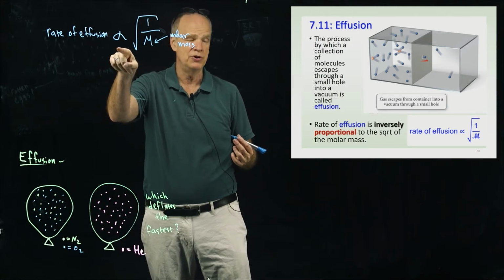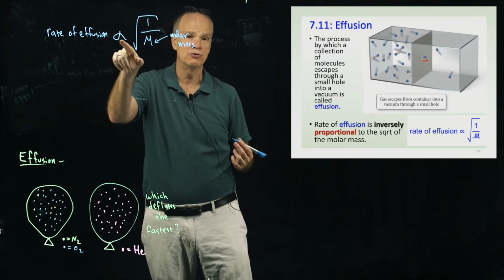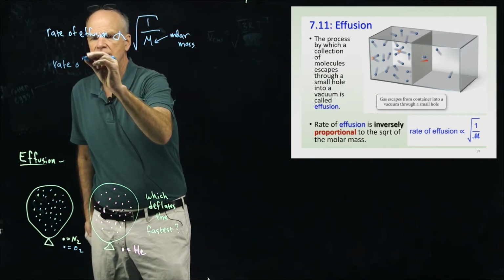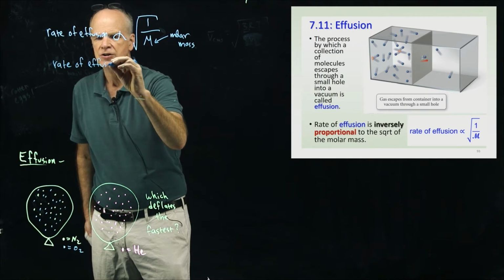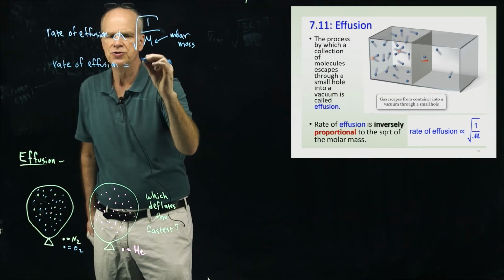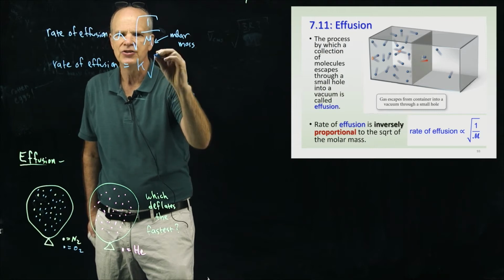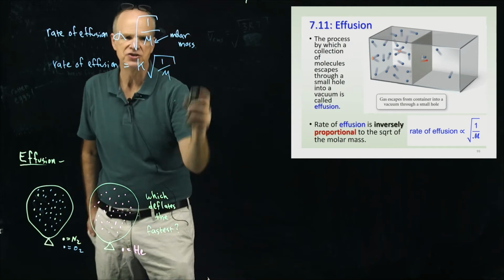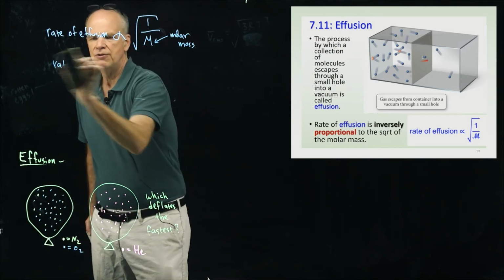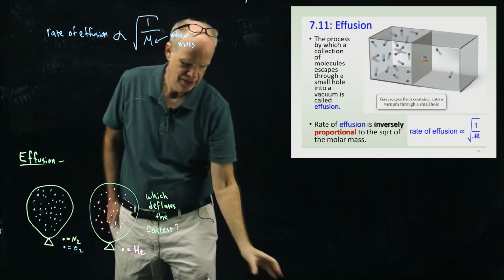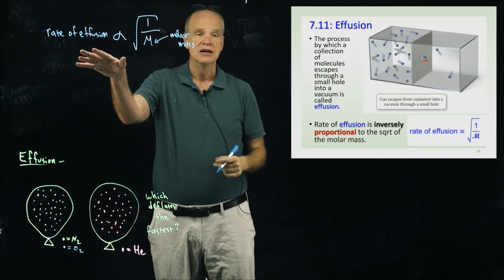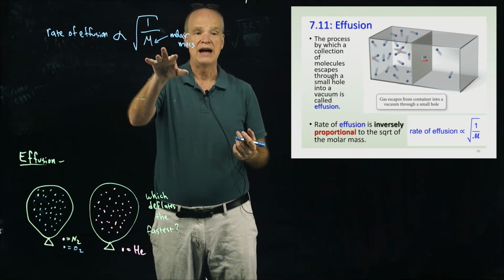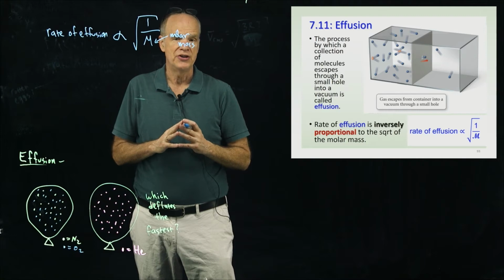The only way we could put an equal sign here with this particular equation is it would have to look something like this. It'd be rate of effusion is equal to a constant, say k, times the square root of 1 over the molar mass, but we're not going to do those calculations in this class. And so what we really just want to understand here is the proportionality between the rate of effusion and the molar mass of the gas. Okay, so let's talk a little bit about that.